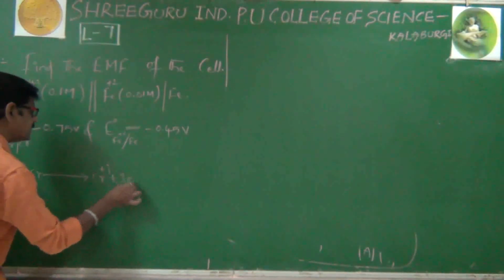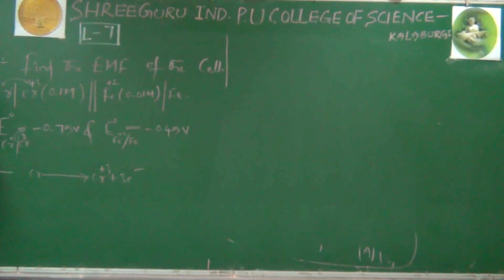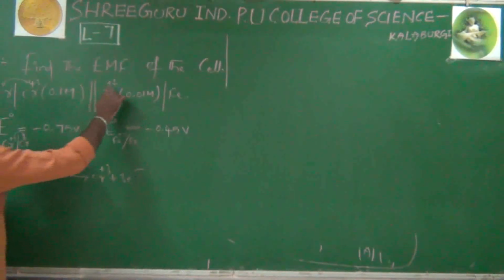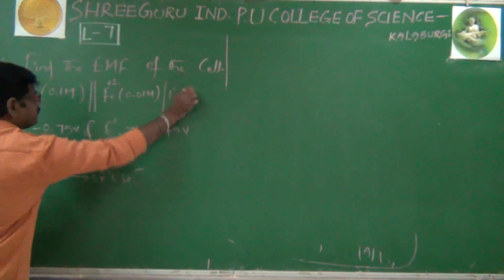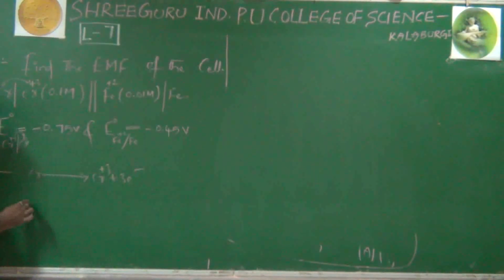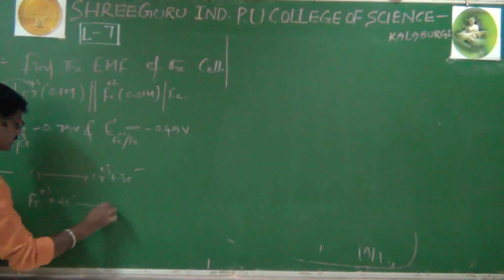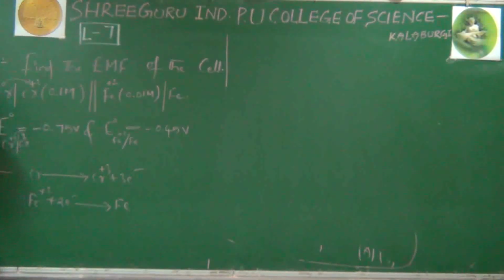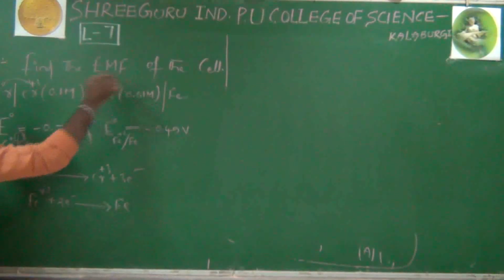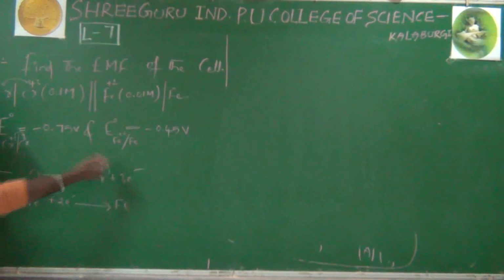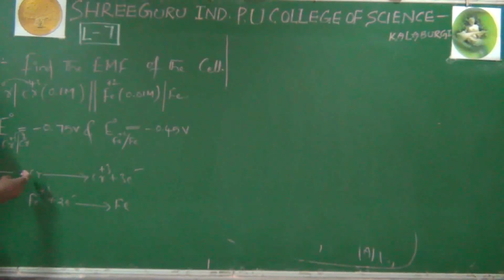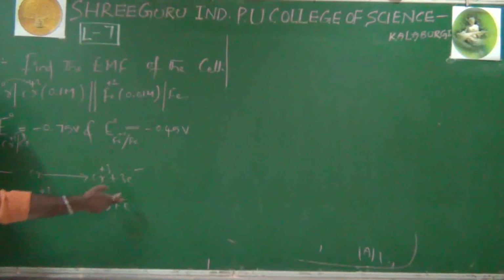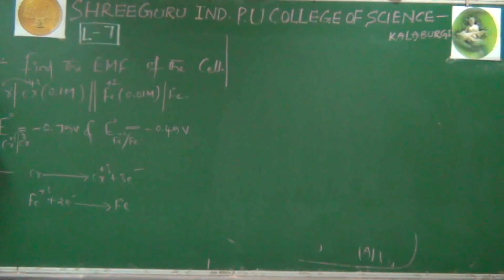In this case, 3 electrons are losing. Right. Now here Fe plus 2 converted to Fe. We will write like this: Fe plus 2 by taking 2 electrons converted to Fe. That's all. Left side electrode is undergoing oxidation. Right side electrode is undergoing reduction. Same reaction, it is oxidation and it is reduction. Being less SRP, it is undergoing oxidation. Being more SRP, it is undergoing reduction.